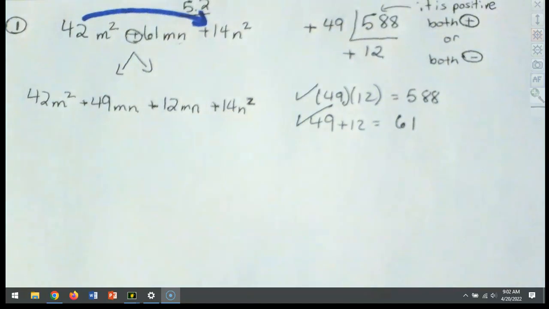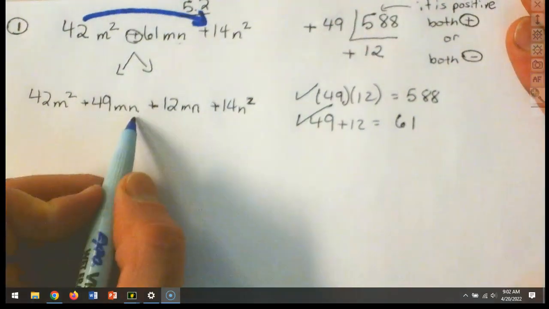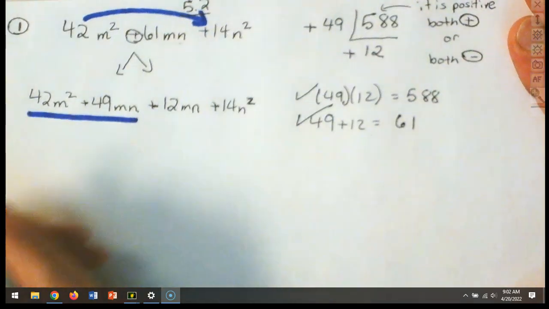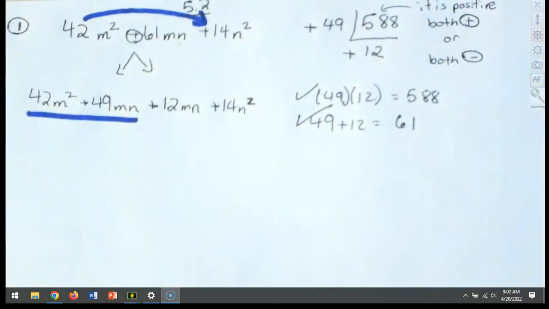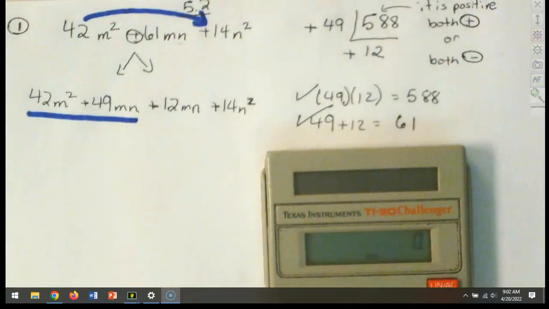Now what do we do? Well, now we have made a factor by grouping problem, because now we have 4 terms. And we can group these together. Let's group the first 2 together. When I look at the first 2, we should kind of see what's going to be in common.